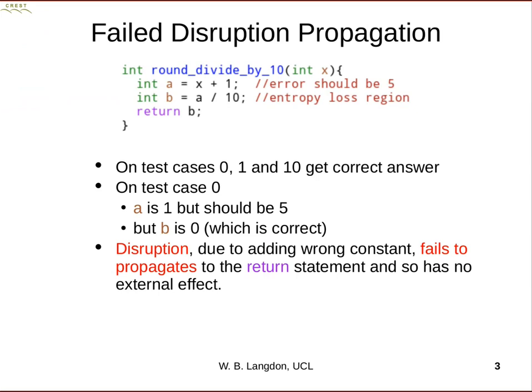Essentially we're viewing this as executing a destructive operation, an erroneous operation. So the line where we assign a is in error, we execute that, and we do create an error, but the error fails to propagate because it has to pass through the line b, which is an entropy loss region. So we fail to propagate the error, and the return statement in those test cases actually returns the right answer.